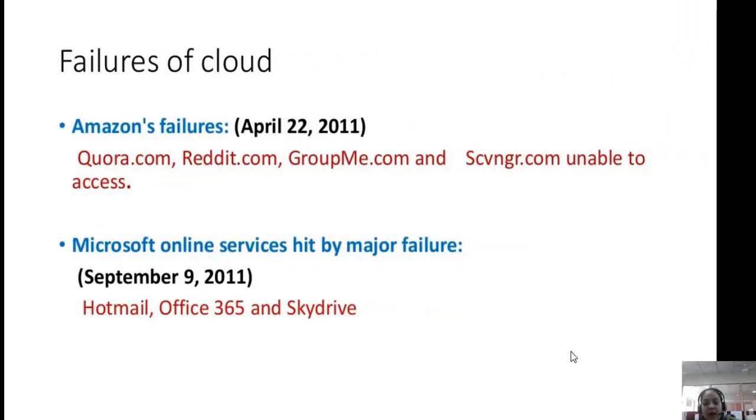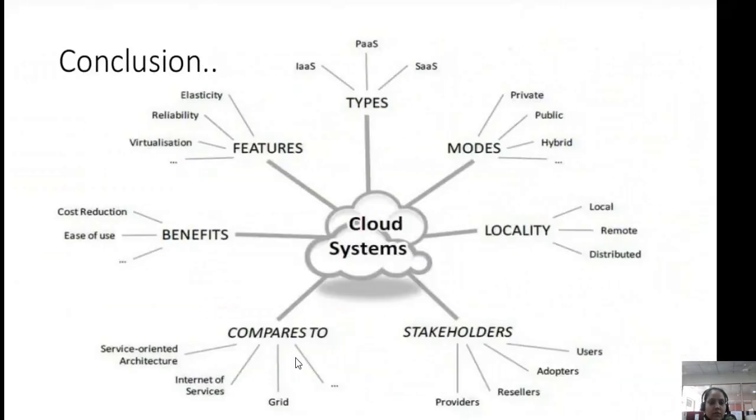So regarding failure of the cloud, I have mentioned some data. Amazon failure was there on April 22, 2011. That affected Quora.com, Reddit.com, GroupMe.com, and these were the various cloud areas that were the biggest failure of Amazon. Then Microsoft Online Services were hit by major failure, that is Hotmail basically, Office 365 and SkyDrive. These were the Microsoft cloud failures so far in the year 2012.